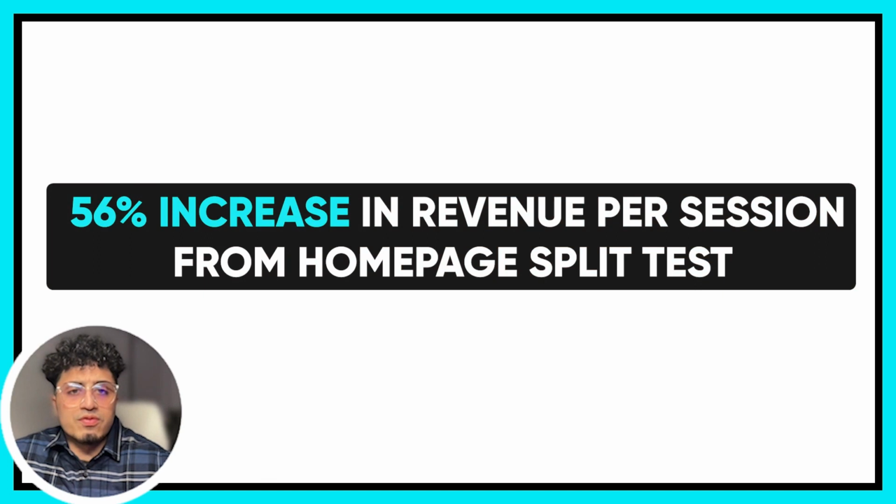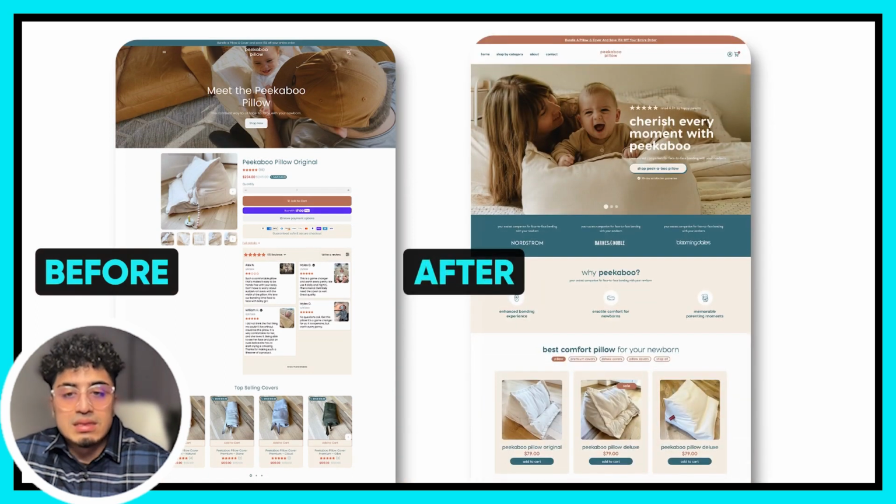These changes led to a 56% increase in the revenue per session from this homepage split. Annualized, that's worth $360,000 in additional revenue from this business, not including the lifetime value from subscriptions.